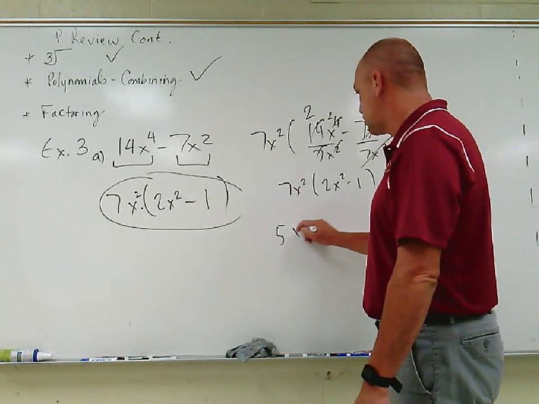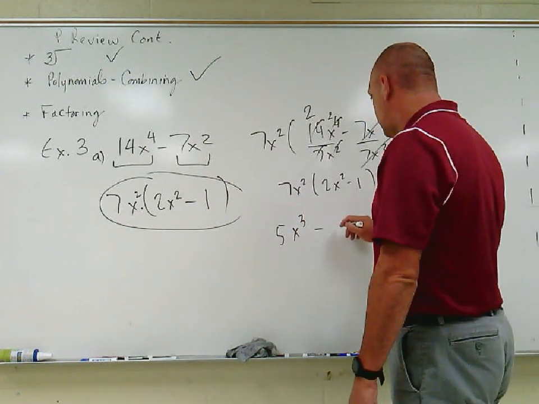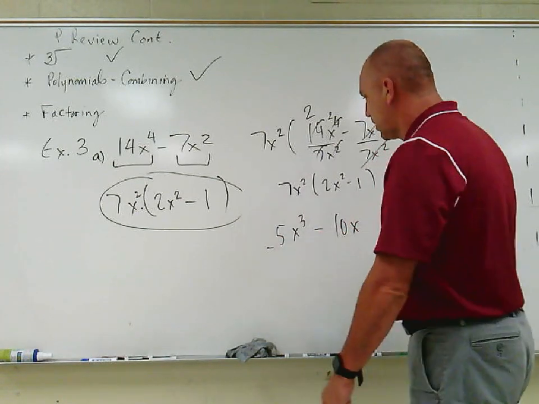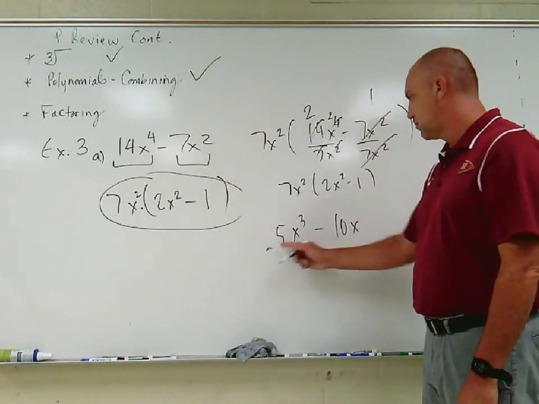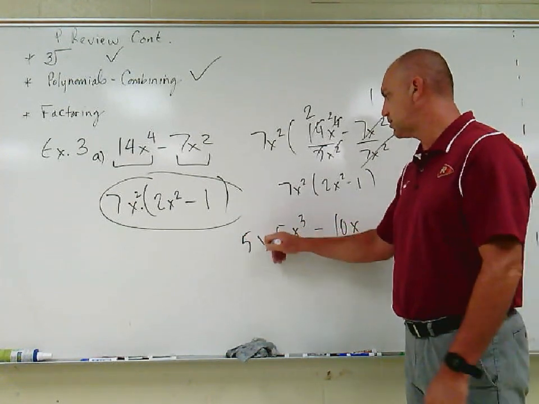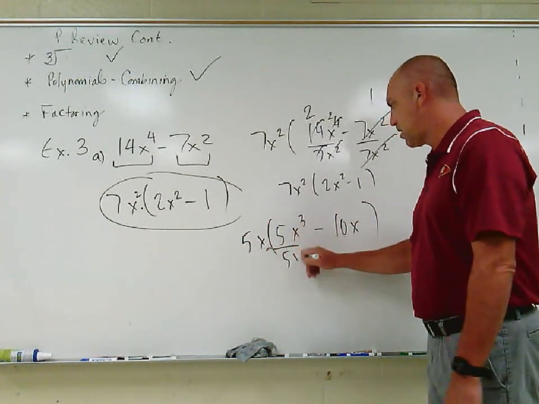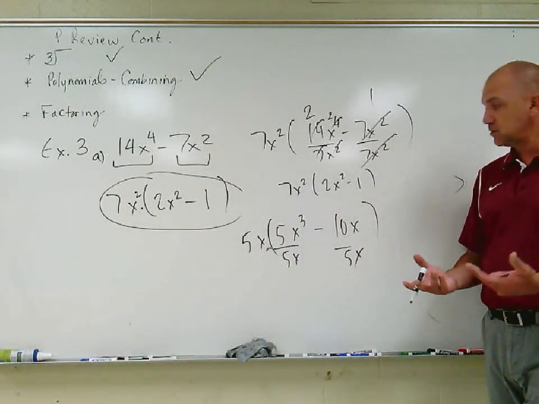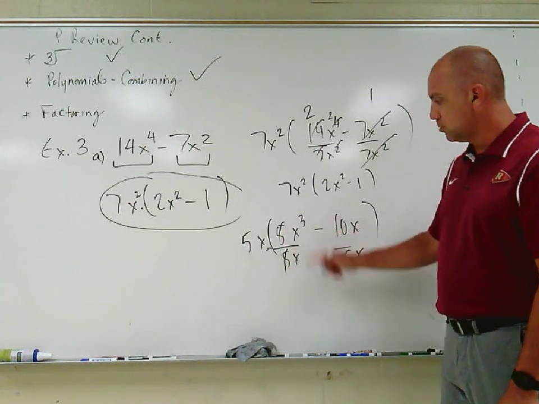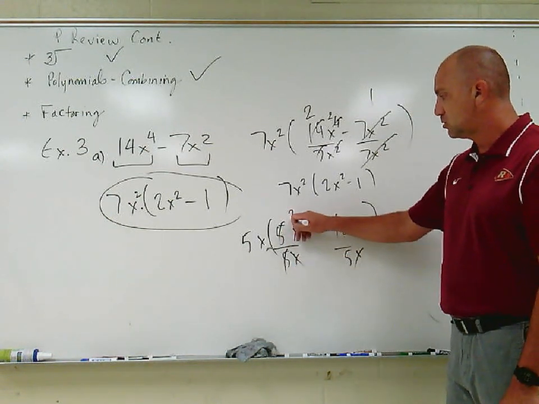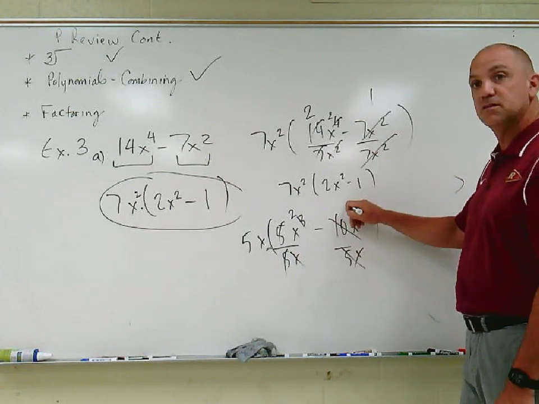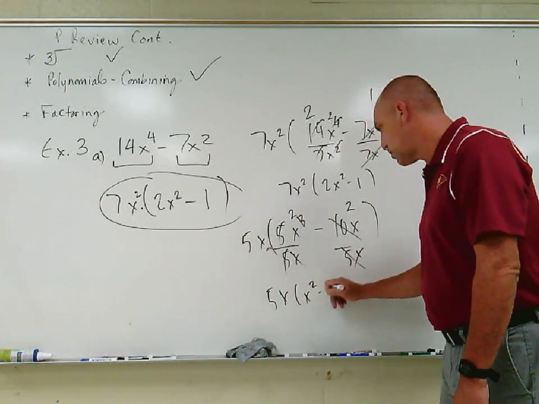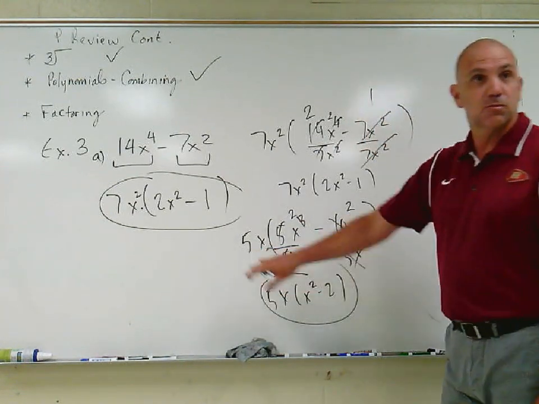If you had a 5x cubed minus, I don't know, 10x, what would we take out? 5x, and then I can go back and divide by 5x. If I reduce, that's what should be left in the parentheses. Those cancel, x cubed over x is x squared, 5x into 10x is 2. So you get 5x times x squared minus 2.